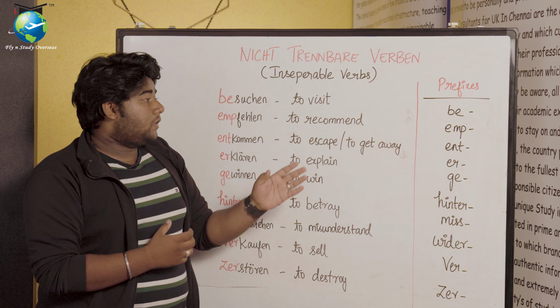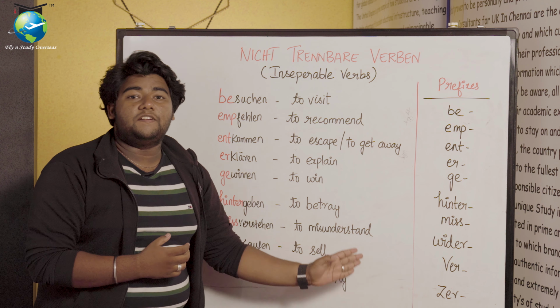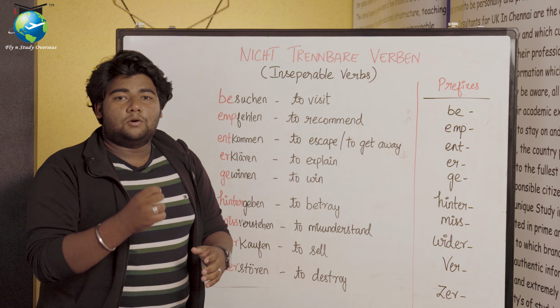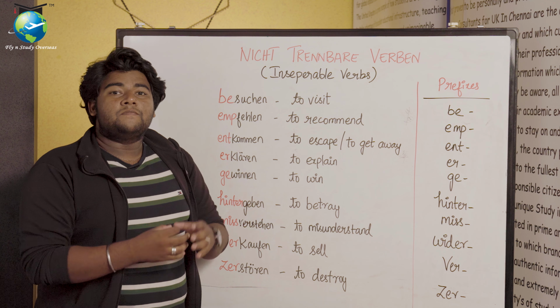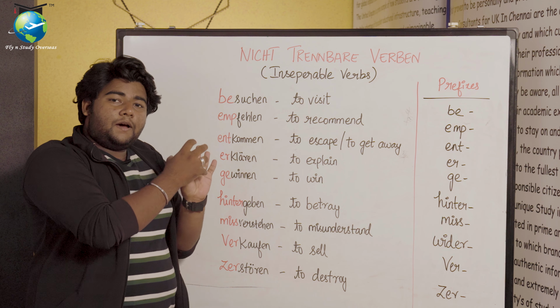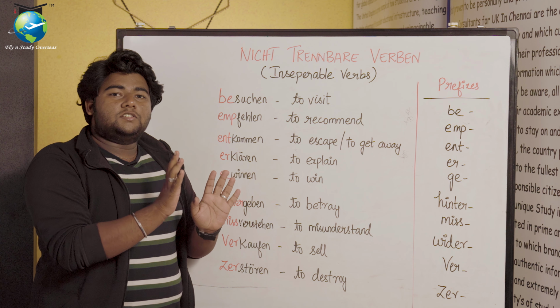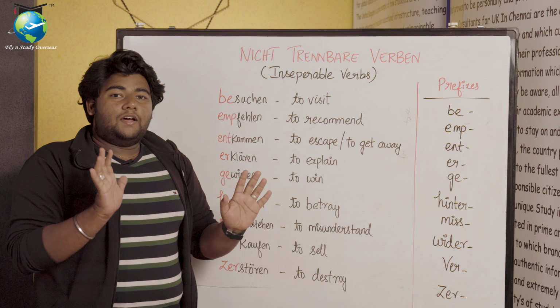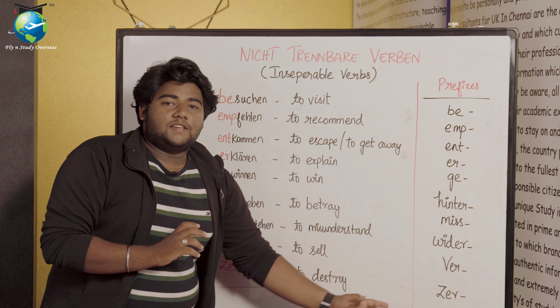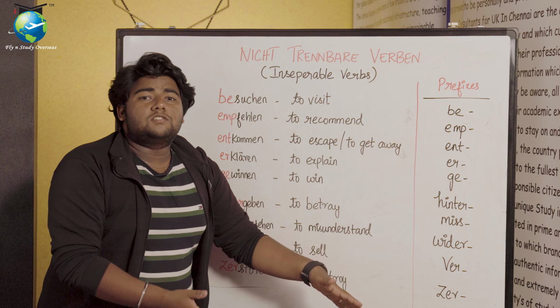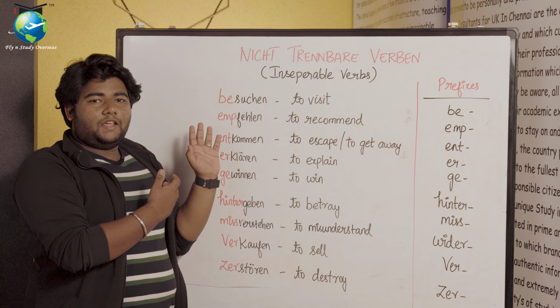So what you have to do is memorize the prefixes of NICHTTRENNBARE verben first, so that you can easily identify whether a particular verb is a Trennbare verb or a NICHTTRENNBARE verb. Even though the meaning is going to change for both, if you memorize this set of prefixes, it will be easy for you to know that the rest are the Trennbare verben.